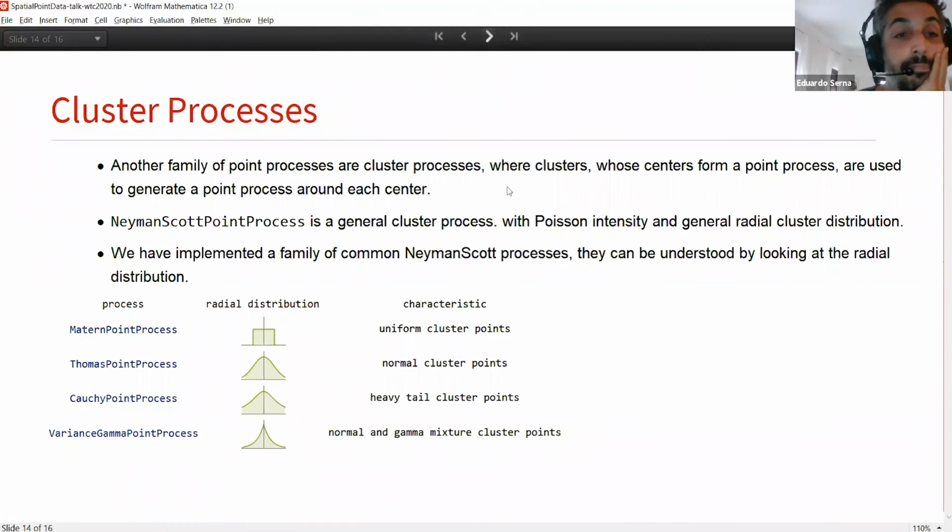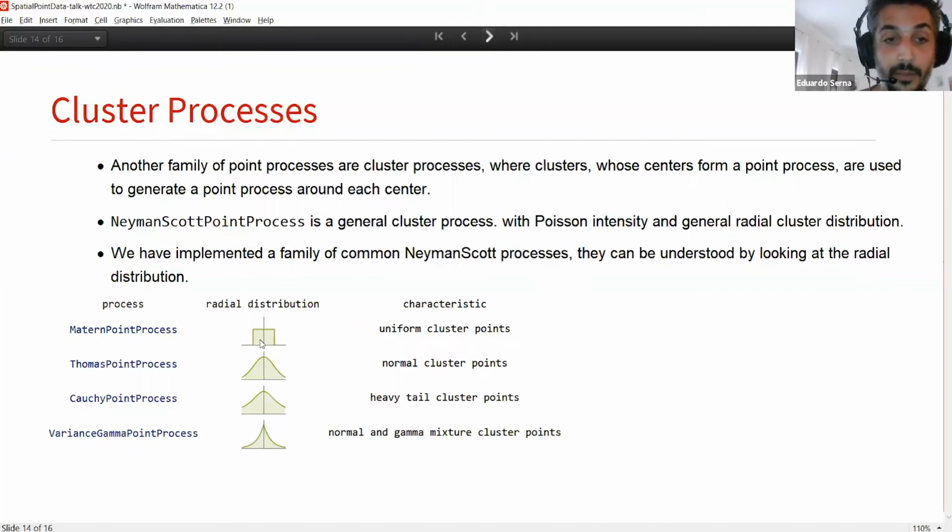The third family of point processes that we have are the cluster processes. Here, clusters whose centers themselves form a point process are used to generate a point process around each center. We have the general Neyman-Scott point process, which is a general Poisson cluster process, where both the seeds themselves and the number of points in the clusters are Poisson distributed. We have also implemented a family of common Neyman-Scott processes, like we did with the Gibbs. These can be understood by looking at the radial distribution; they differ in the radial distribution.